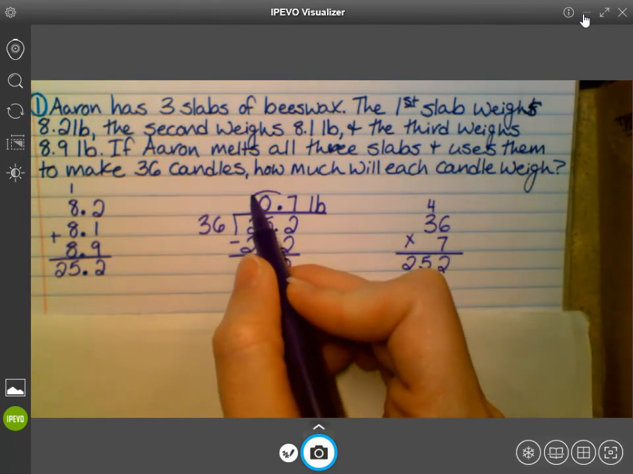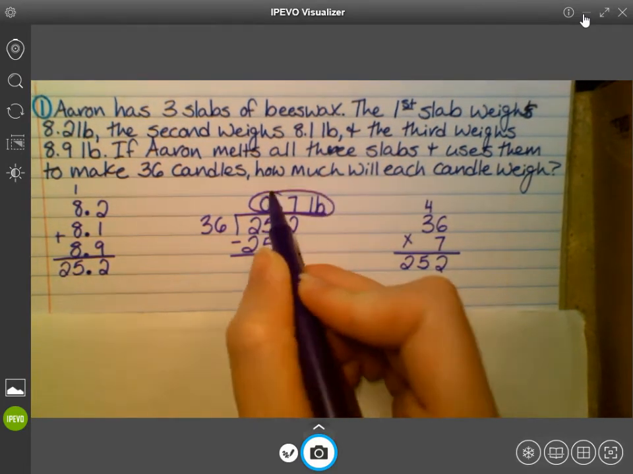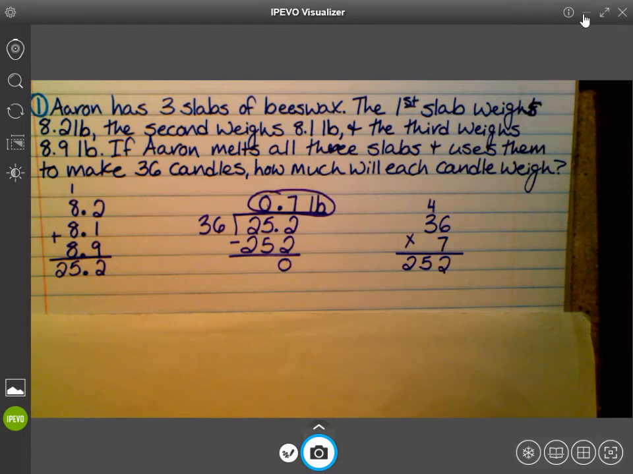Yes. And then I'm going to circle it. Now I liked that Will said each candle will weigh 7/10 of a pound, or 7/10 of a pound per candle. That would also work. How many of you got 7/10 of a pound as your final answer? Awesome. Does anyone have questions on number 1? You made a silly mistake? That happens. Okay.